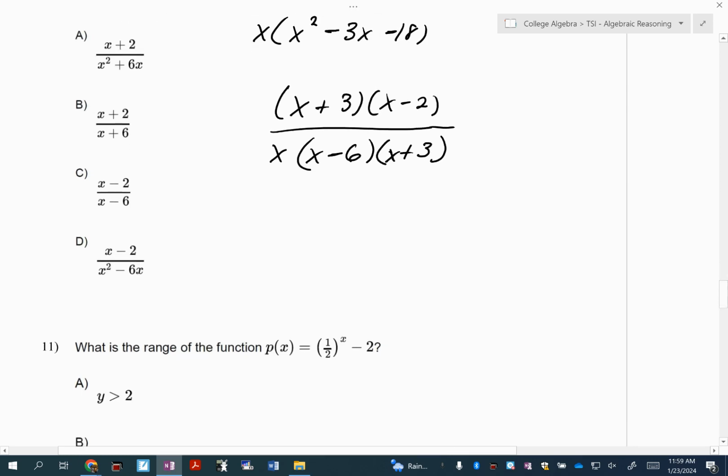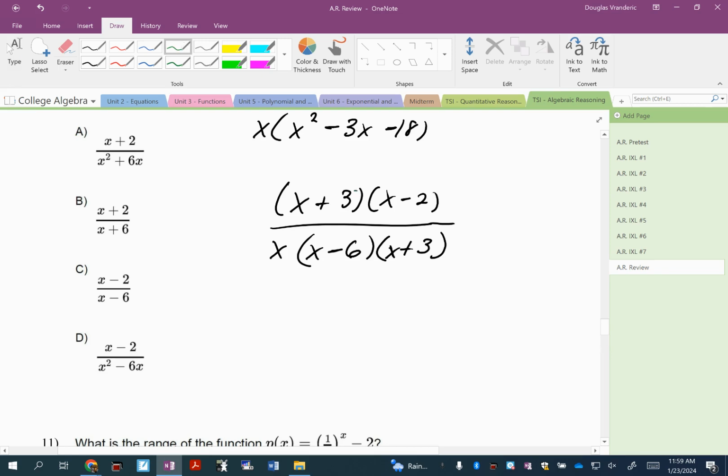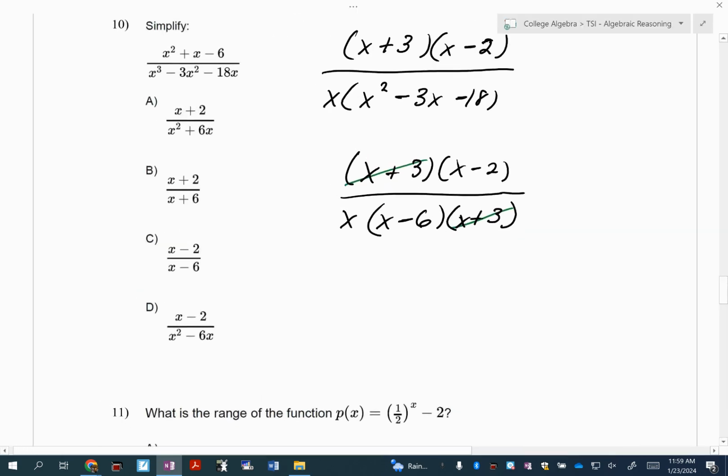All right, and then cross out anything that's in common. And you have x plus 3 in common. So the remaining stuff will be your answer, which is x minus 2 over x times x minus 6, which they have just distributed to get x squared minus 6x. So the answer is D.